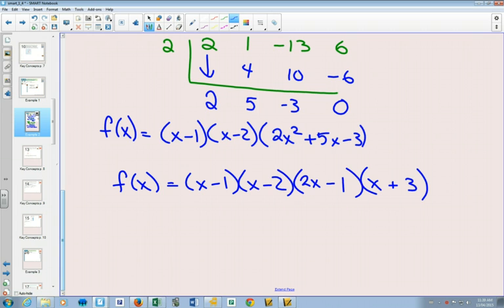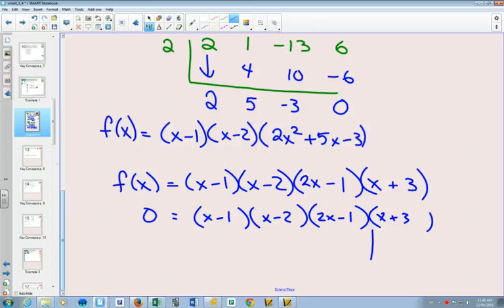So if we want to find our x-intercepts, oops, we plug in 0. And then split it up, so x equals 1, x equals 2, x equals positive 1/2, and x equals negative 3 are our x-intercepts.